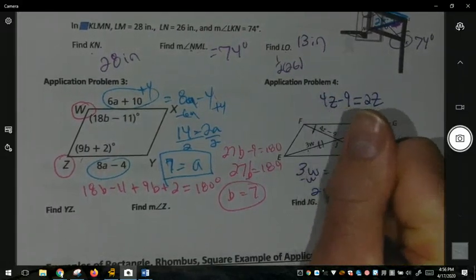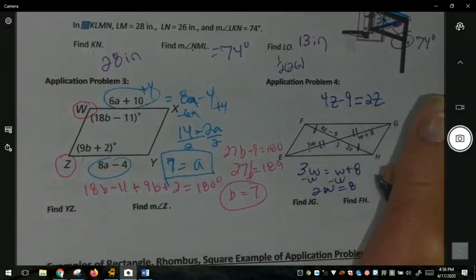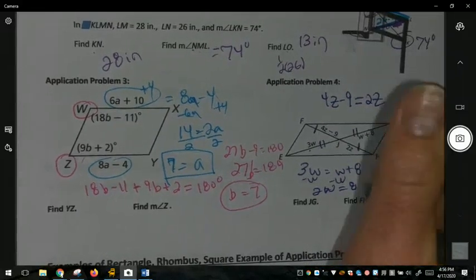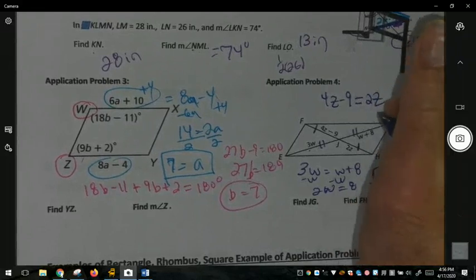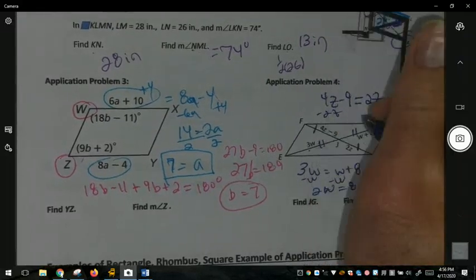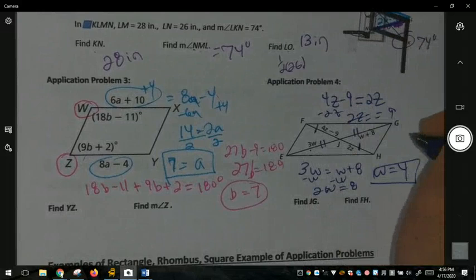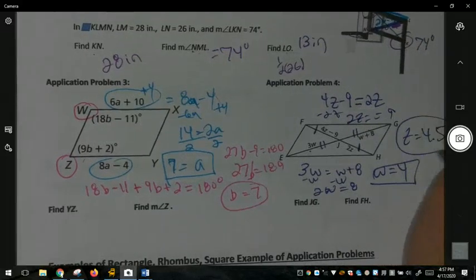So we solve, we get 2w equals 8. In this case, w equals 4. Here we add 9 to both sides and subtract 2z. 2z equals 9. So z equals 4.5.